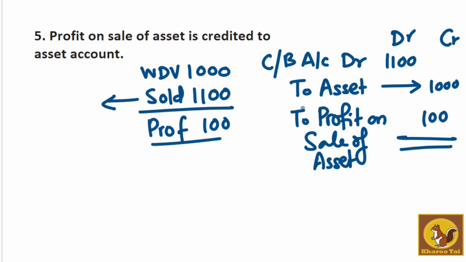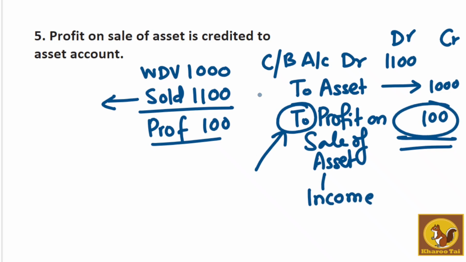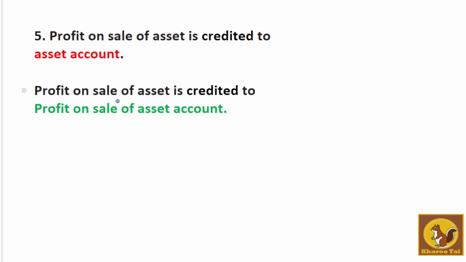Other way of looking at it is the traditional approach. We credit the incomes and gains. Profit on sale of asset is an income, so we credit this account. So the profit amount is credited to profit on sale of asset account and not asset account. Asset account is wrong answer. So the right answer is profit on sale of asset is credited to profit on sale of asset account. 100 rupees will be credited to this account. This is an income account, a nominal account, and we credit the incomes and gains.